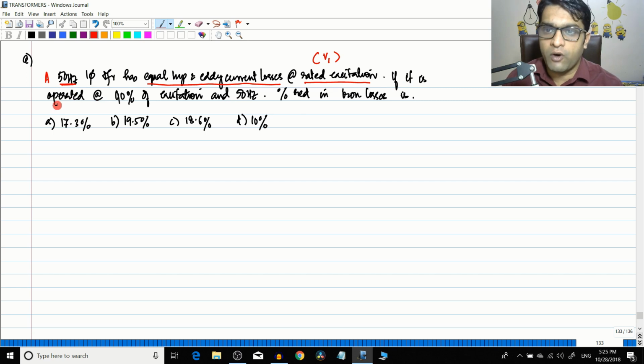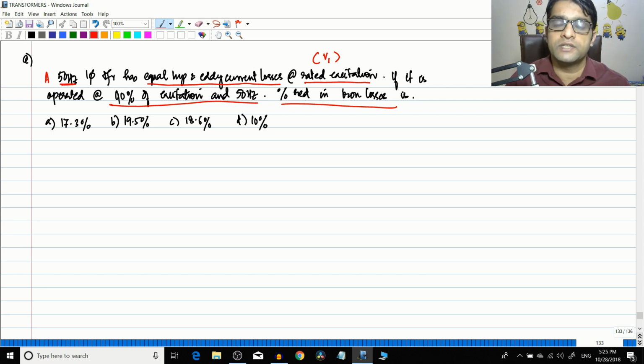So if it is operated at 90% of excitation and 50 Hz, that is, you are now giving 0.9 V1 and 50 Hz, they are asking what is the percentage reduction in the iron loss. Naturally, because the voltage has reduced, the iron loss also will reduce. But what we have to find is which case this problem comes in. You can clearly see for the first case, the V1 by F ratio will be V1 by 50. And for the second case, the V by F ratio will be 0.9 V1 by 50.